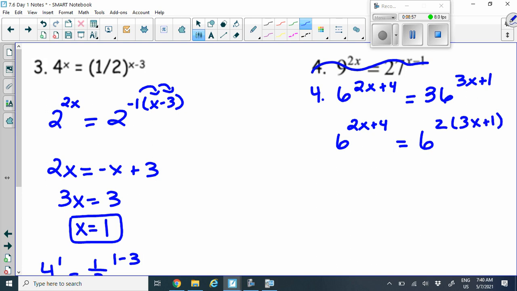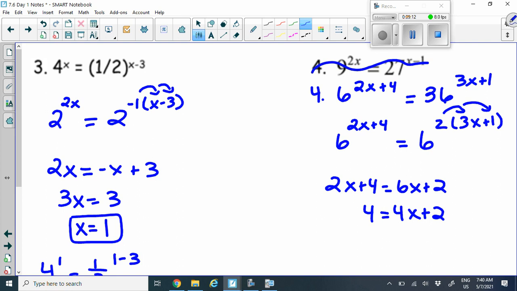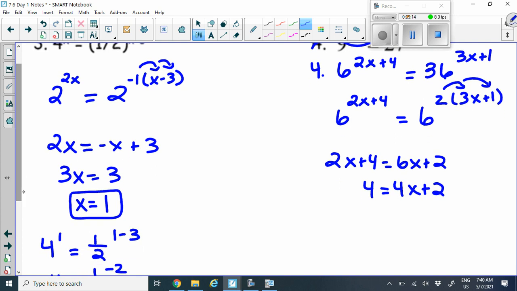Now that my bases are the same, I'm going to set the exponents equal to each other and solve. And don't forget, I need to distribute the 2 to the 3x and 1, so I get 6x plus 2. Okay, I'm going to subtract 2x from both sides. And then I'm going to subtract 2 from both sides. And divide by 4. So I get 1/2 as my answer.